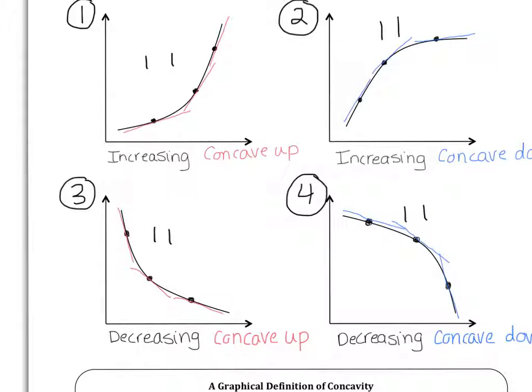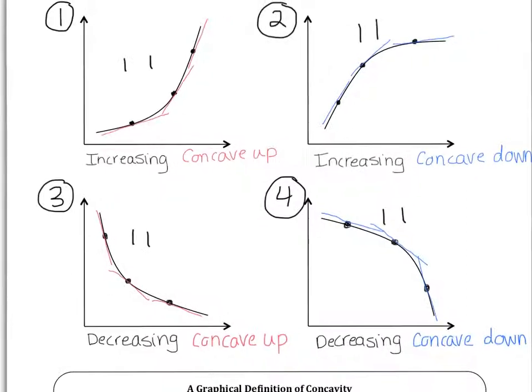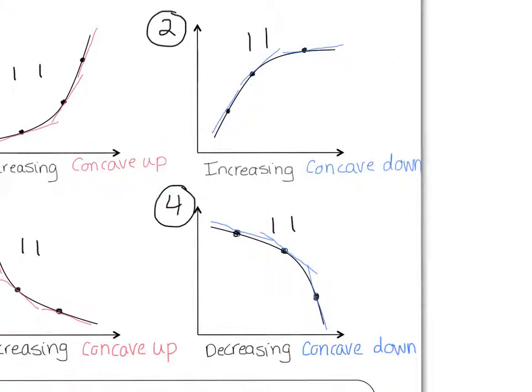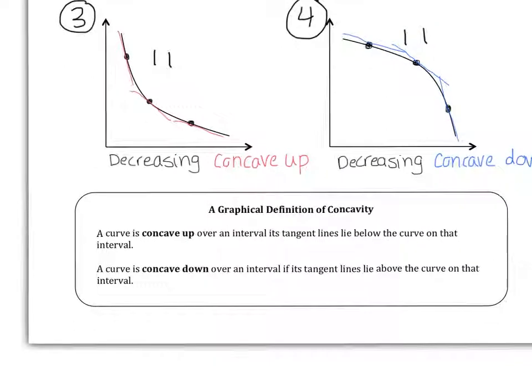All right, and similarly, for curves that are concave down, such as 2 and 4, all of the tangent lines that you draw should sit above the curve. So if your curve is concave down, all of your tangent lines are above it. And so that's exactly what we're going to fill in this little, oh, nope, there's nothing to fill in. It's already spelled out right there for you, right? A curve is concave up over an interval if its tangent lines lie below the curve, or a curve is concave down if its tangent lines lie above the curve on that interval.